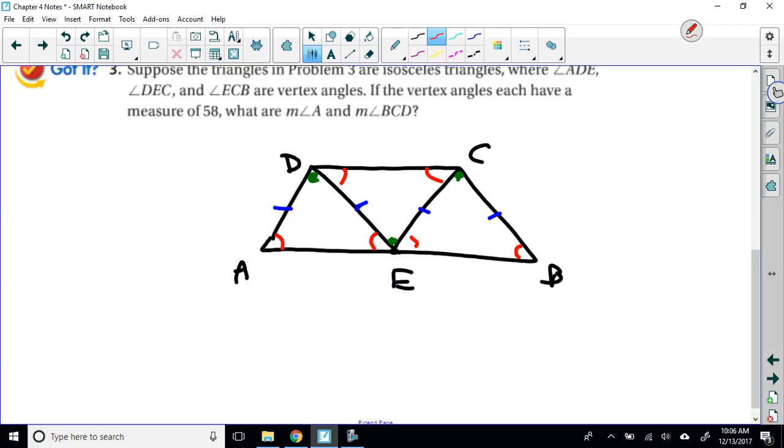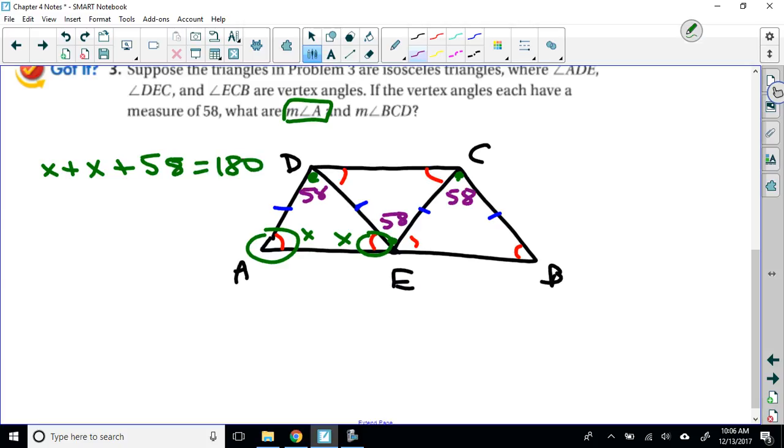Cool. So if the vertex angles each have a measure of 58, so let's plug that in. The vertex angle has a measure of 58. That's 58. That's 58. What's the measure of angle A? Ooh, so we know A. We know that this one here and this one are the same. So we'll call that x and x. So we know that x plus 58 has to equal 180. So 2x will equal 180 minus 58. So that's 122. And x will be 122 divided by 2. That's going to be what? 61. So the measure of angle A is 61 then.